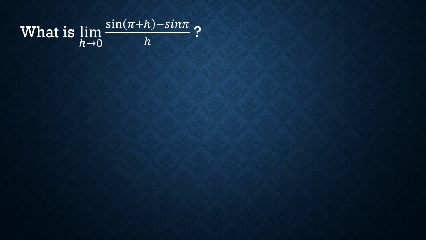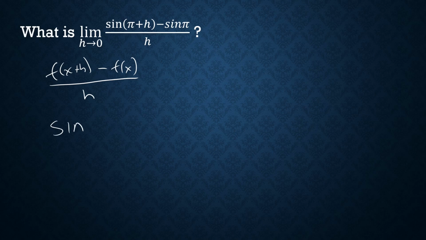So this problem says, what is the limit as h approaches 0 of sine of pi plus h minus sine of pi divided by h? Now if we look here, this is our definition of our derivative. f of x plus h minus f of x over h. So what are we trying to find here? We're trying to find the derivative of sine of x as x approaches pi.